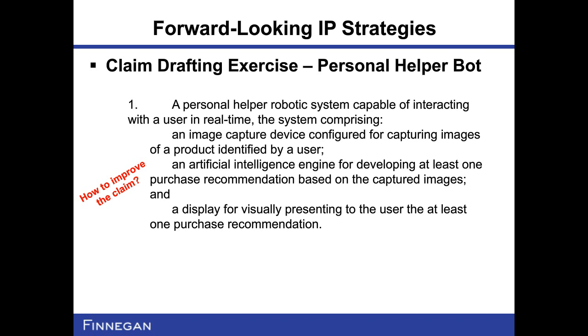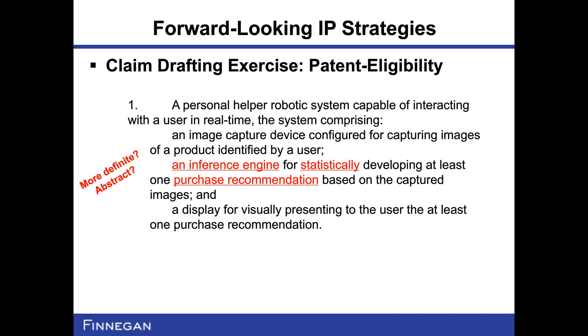So how can we fix the claim? Well, one way to improve it would be to get rid of the term artificial intelligence engine and maybe replace it with something a little bit more particular, like an inference engine performing statistical analyses, statistically developing at least one purchase recommendation. This may make the claim perhaps a little more definite and less undefined. The term artificial intelligence engine from the previous slide could mean a lot of different things. This is at least a little bit more specific, but perhaps it's still a little bit abstract and may have patent eligibility issues.